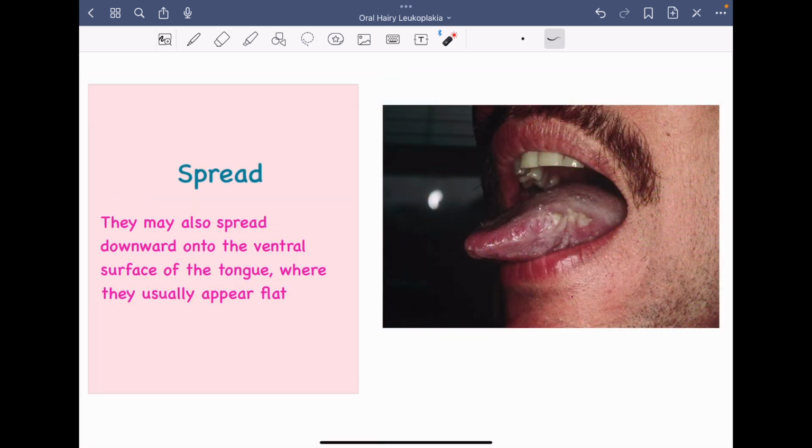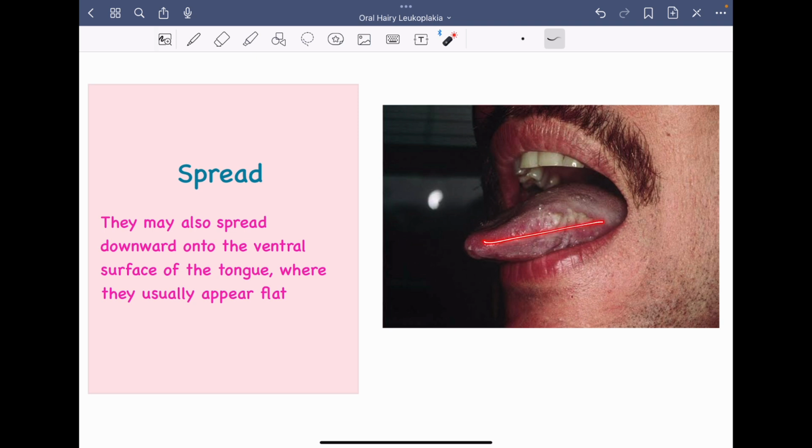Moving on further, let's discuss the spread of OHL. Okay, so they may spread downwards onto the ventral surface of the tongue, right? So we have seen that the second most prominent site was the dorsum of the tongue, however it might spread downwards and invade the ventral surface of the tongue as well, and on the ventral surface of the tongue this lesion will typically appear flat. This is a very important point, right?